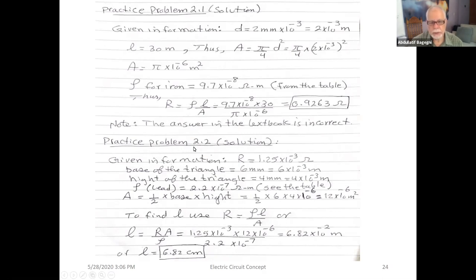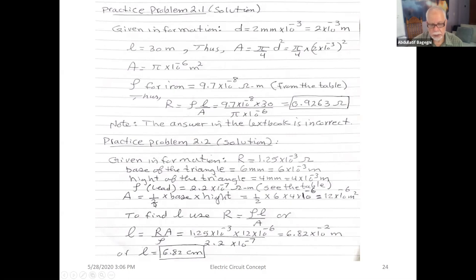For practice problem 2.2, we are given R, which is the resistance of the piece of lead wire: 1.25 times 10 to the minus 3 ohms. We have the base of the triangle, 6 millimeters, and we multiply by 10 to the minus 3. We also have the height of the triangle, 4 millimeters, multiplied by 10 to the minus 3 to convert it to meters. We have rho, which is 2.2 times 10 to the minus 7.